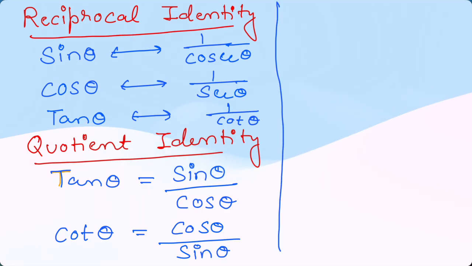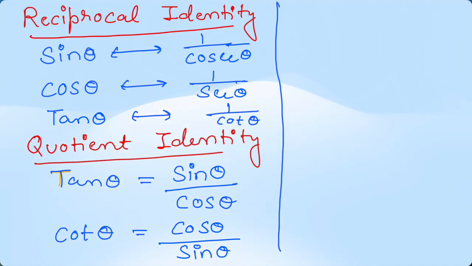Means we have written the relation between tan theta, sine theta and cos theta, and cot theta, cos theta, sine theta. Tan theta can also be converted into cot theta because it is just the opposite of it. Cos we can convert into sec, and sine we can convert into cosec. Hope till this point it was clear to you.